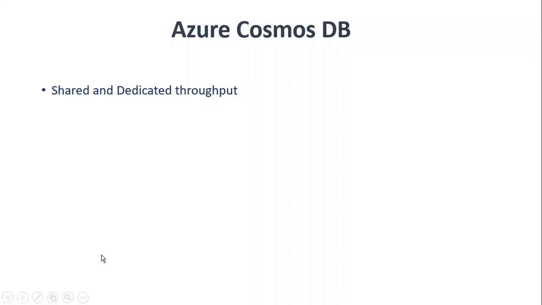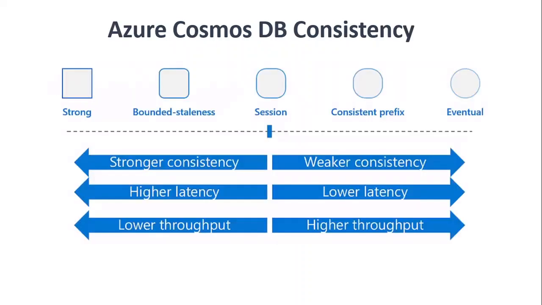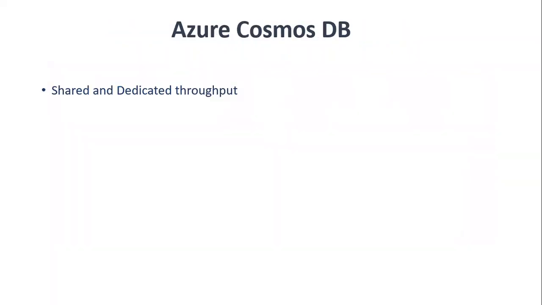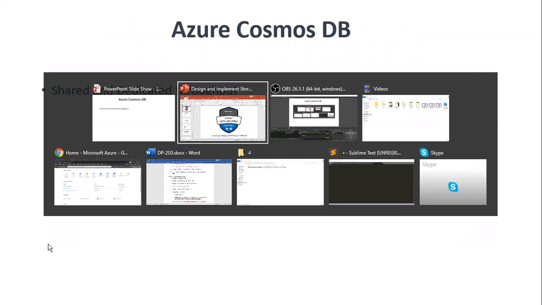Next is the shared and dedicated throughput. I'll show it in the demo, where it will be easy to understand and grasp. So let's jump into the demo, and we'll come back to this PowerPoint to cover our last slide, which shows the trade-offs of different consistencies, and I'll explain that in the demo only. So let's go.